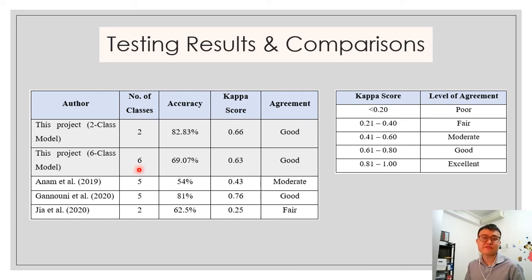Because of the different number of classes being used, we must compare them by using the kappa score. From previous research, the best kappa score that we can find is from Ganoni et al. in their research in 2020, which is a kappa score of 0.76 and a level of agreement of good. Our results are slightly lower than this research, but we are at the same level of agreement.